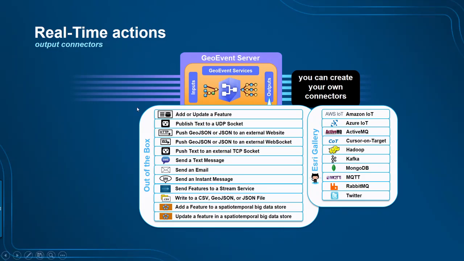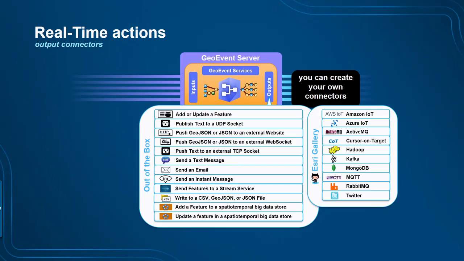sending features to a stream service, which was introduced at 10.3. We also have a connector for adding and updating features to a spatiotemporal big data store, which was released at 10.4. You can also write to a CSV, GeoJSON, or a JSON file. We also have connectors on the Esri gallery.